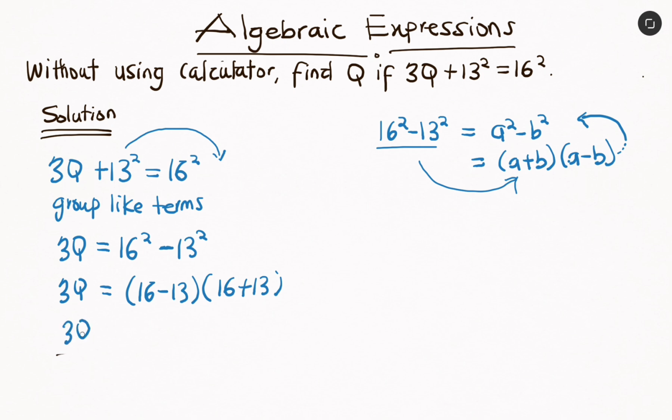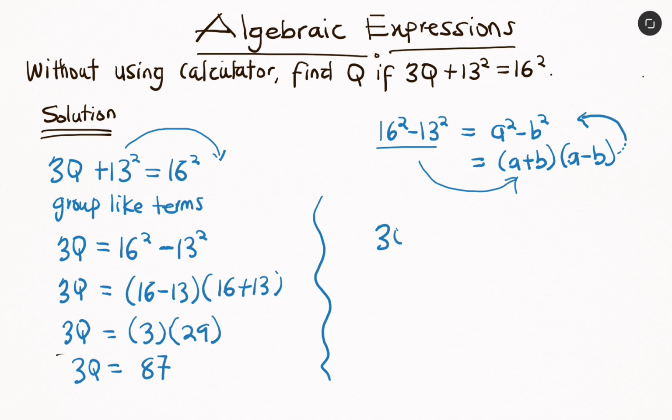So I still have my 3q over here is equal to 16 minus 13 will give me 3 over here, multiplied by 16 plus 13, this will give me 29. Okay, so I have 3 multiplied by 29. So I still have my 3q here is equal to 3 multiplied by 29 will give me 87. So I have 87 over here. So now let me continue over here. Now I have 3q is equal to 87.